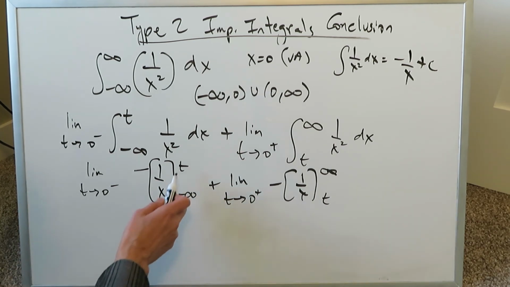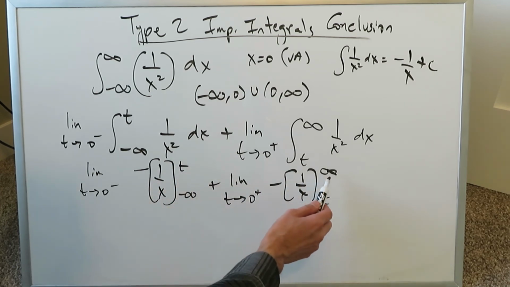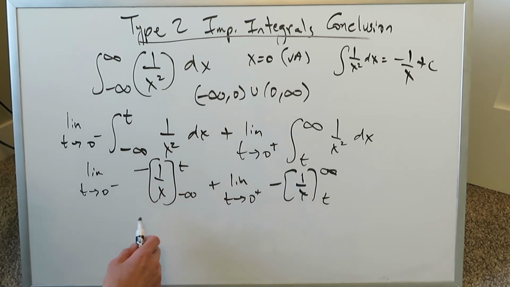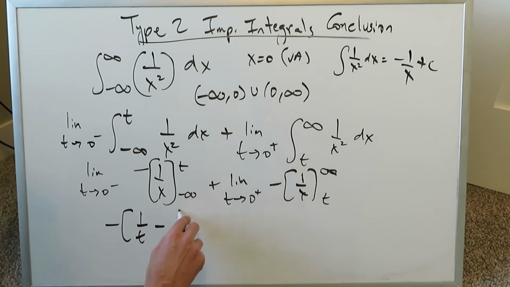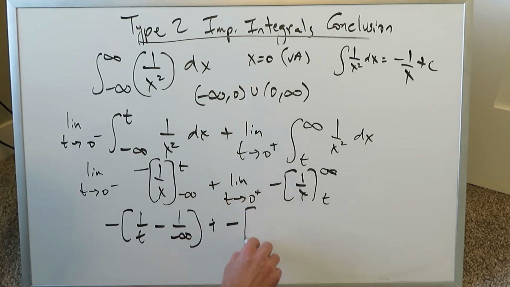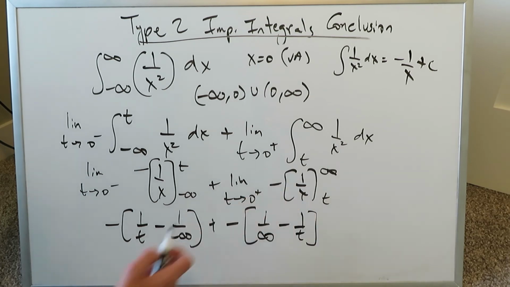The function exceeds beyond bounds. Let's evaluate this part. You'll have the t and the minus infinity, the difference of the two. Here you'll have infinity and t and the difference of the two. If we have a minus sitting outside, we can keep it outside. We have 1 over t, and then we have this minus, then 1 over minus infinity, plus. We have this minus again sitting outside. We have 1 over this upper limit infinity, minus 1 over t, the lower limit here, t. In all instances, the t here represents 0.